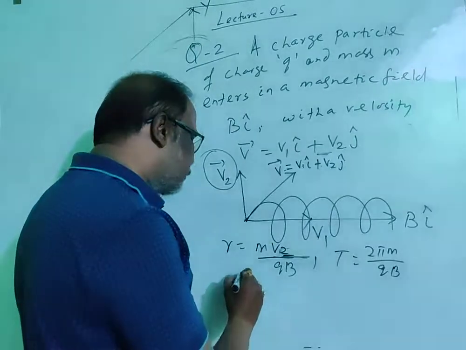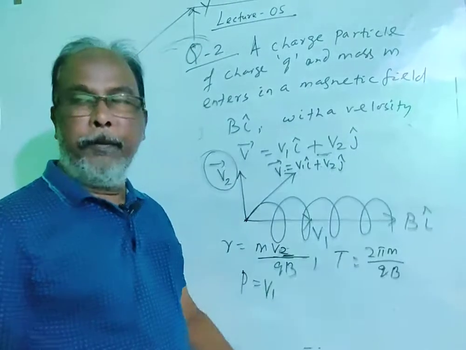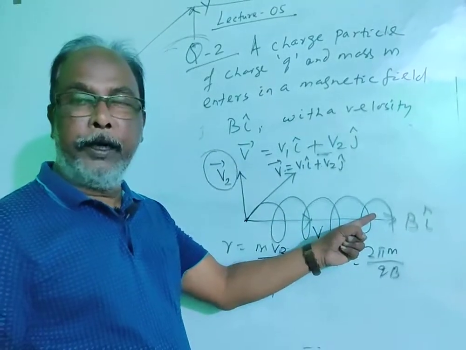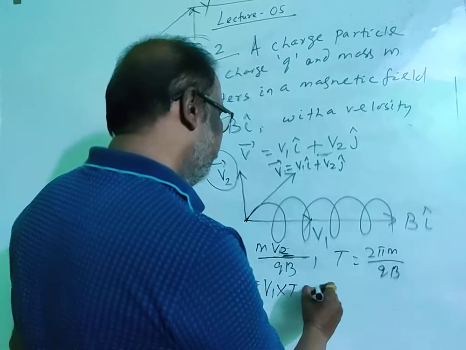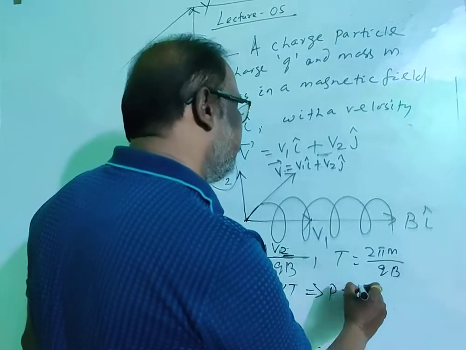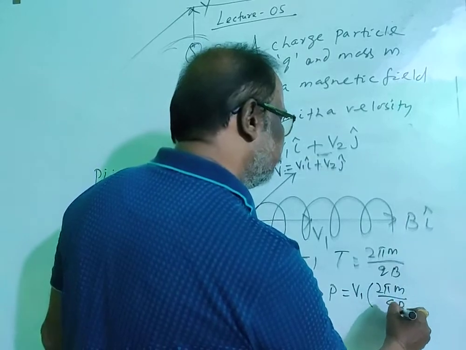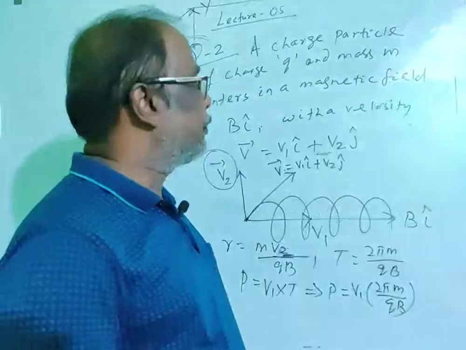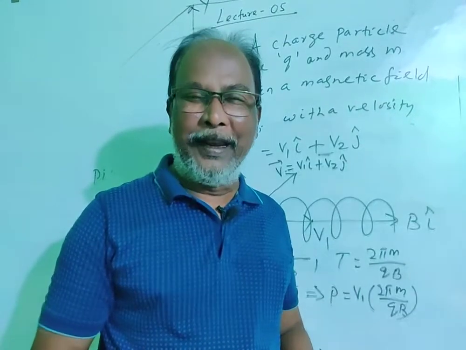And if it is asked to calculate the pitch, pitch is equal to v cos theta times t. In place of v cos theta we have v1 into time t. So this implies pitch is equal to v1 into 2 pi m by qB. These are easier numericals and board based numericals.